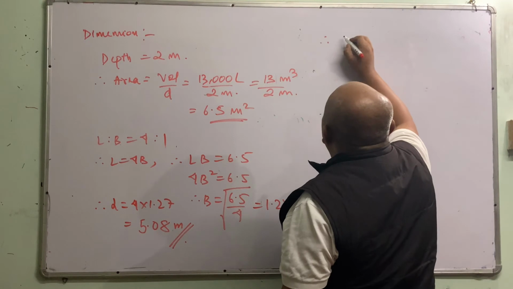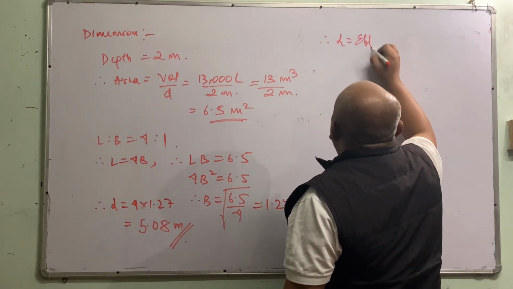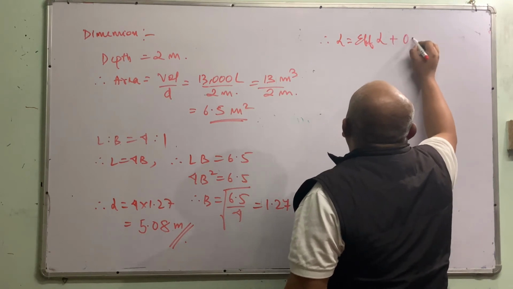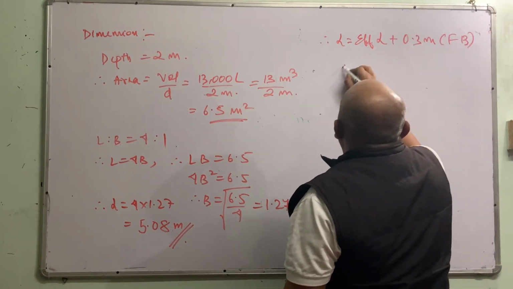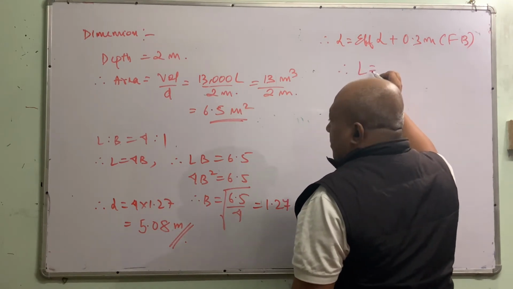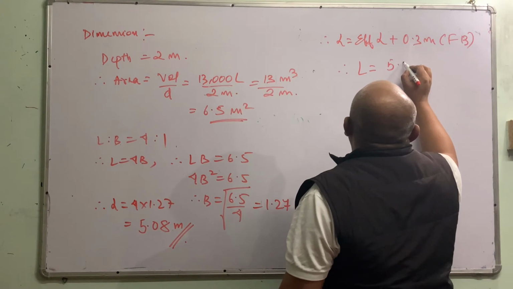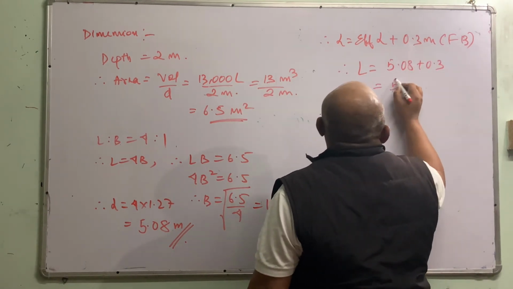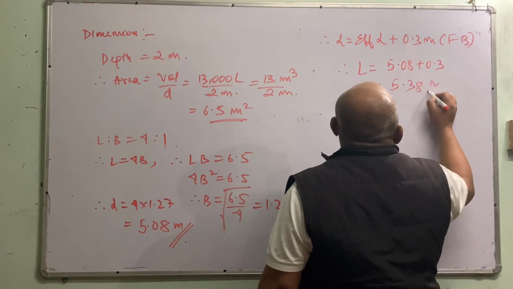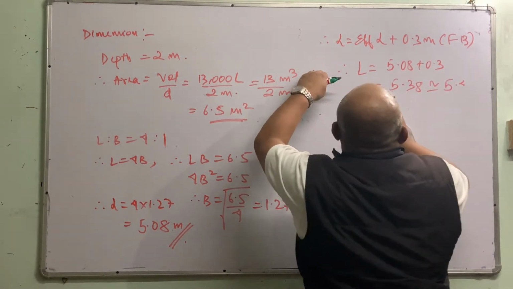Therefore, length is equal to effective length plus 0.3 meter for the freeboard. Length is how much? 5.08 plus 0.3 would be 5.38. Oh, I'm very sorry. Length is correct.